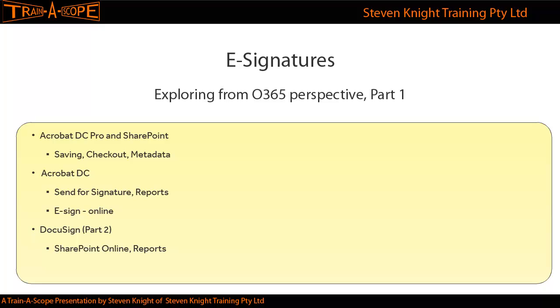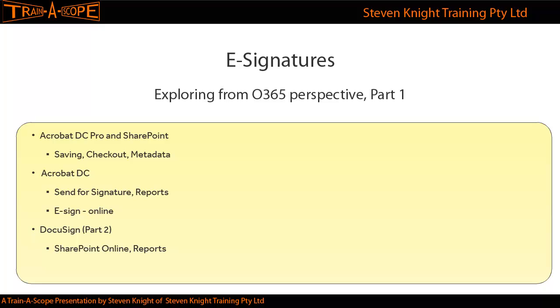Now, I should point out I've got access to the eSign service because I have a subscription to Acrobat DC, which gives you a basic version of the service. You can subscribe to the eSign service directly at a personal, professional or corporate level. There's different rates. It starts at about $9.